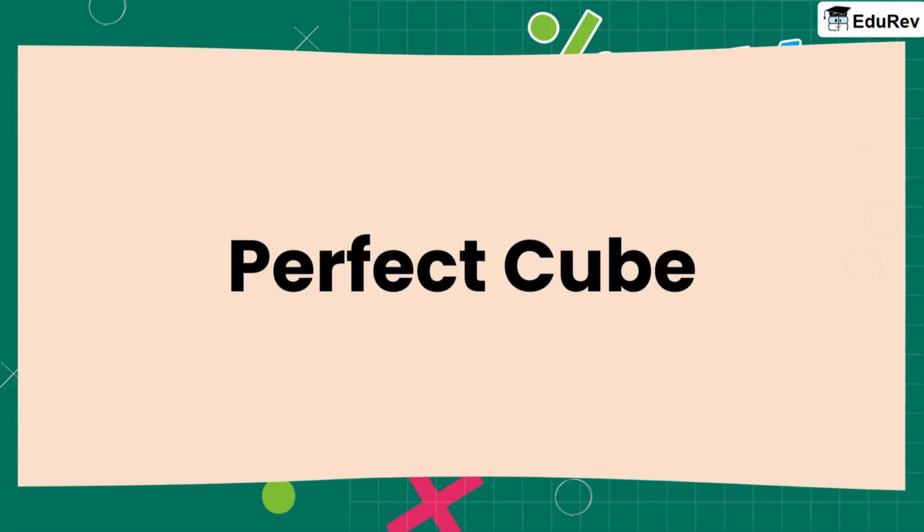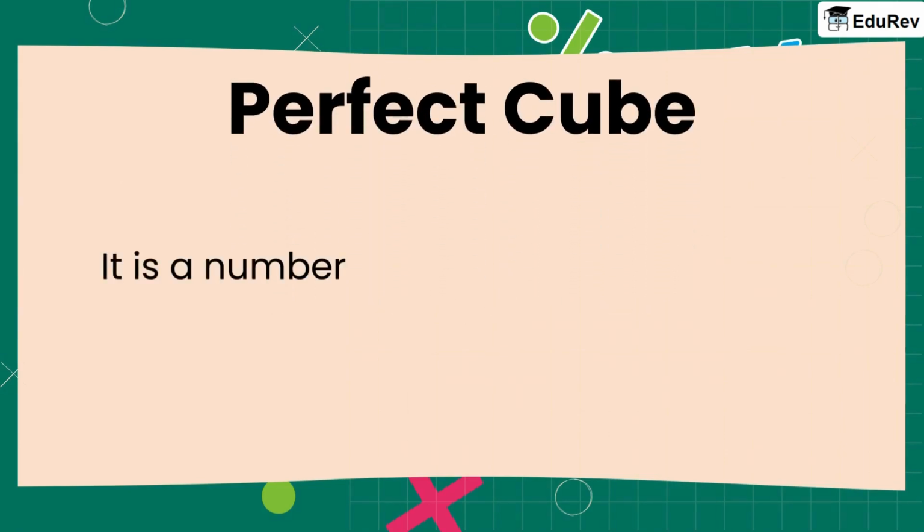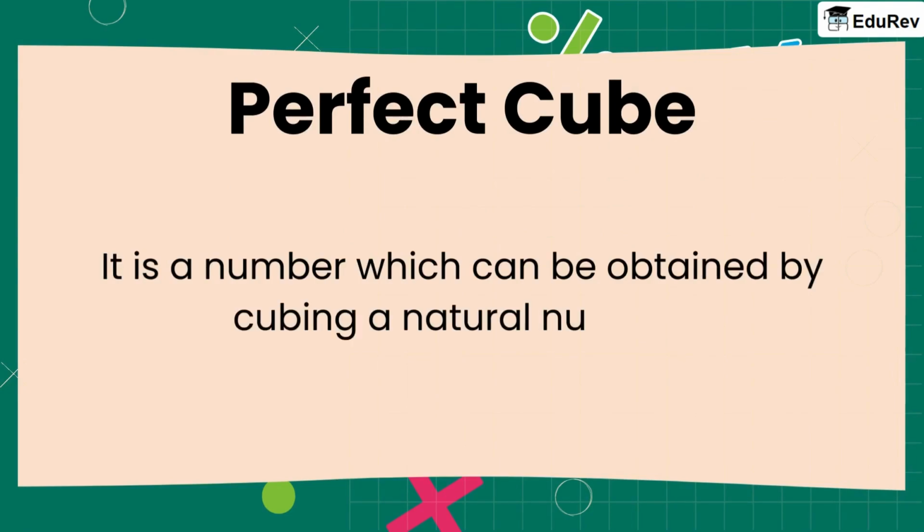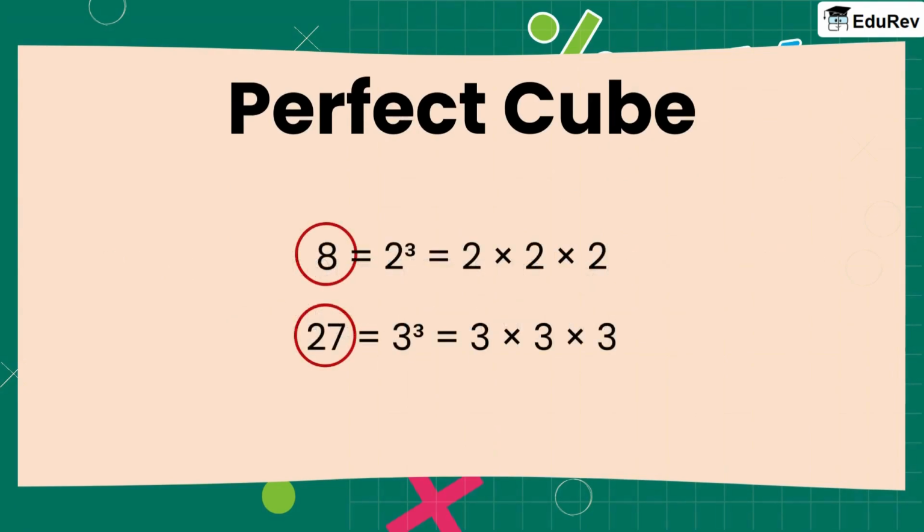Let's study about a perfect cube. It is a number which can be obtained by cubing a natural number. For example, 8 is a perfect cube, as it is obtained by cubing 2. 27 is a perfect cube as it is obtained by cubing 3.